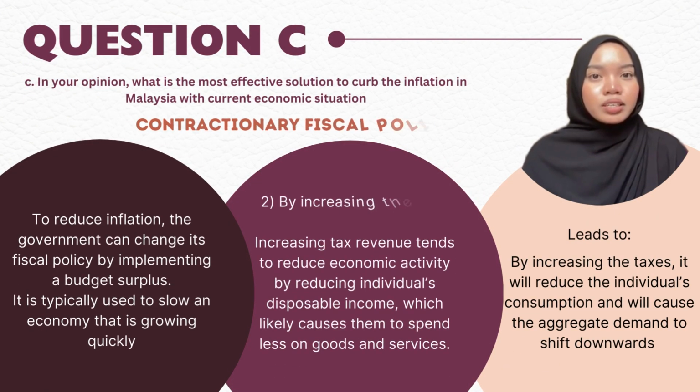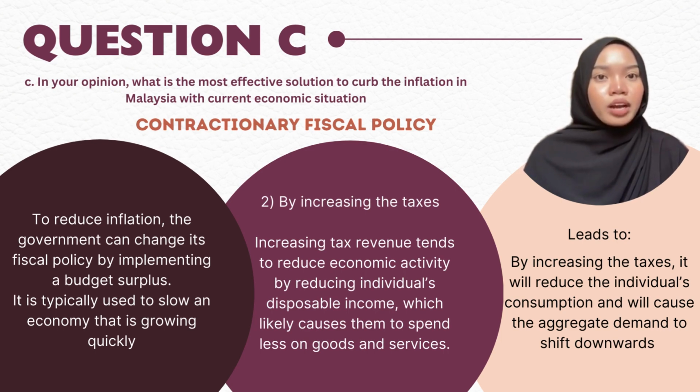The second point is by increasing the taxes. The government taxes more than it spends on others. Increasing the tax revenue will reduce the economic activity by reducing individuals' disposable income, which likely causes them to spend less on goods and services. It will reduce the individual's consumption and will cause the aggregate demand to shift downwards. As more income is collected in taxes, less is available for spending, reducing the inflationary pressures.